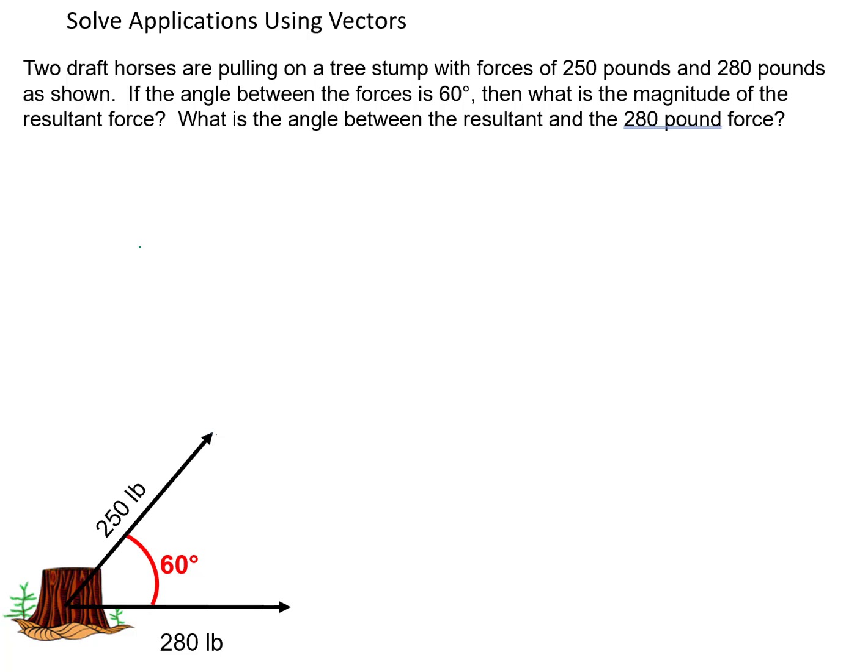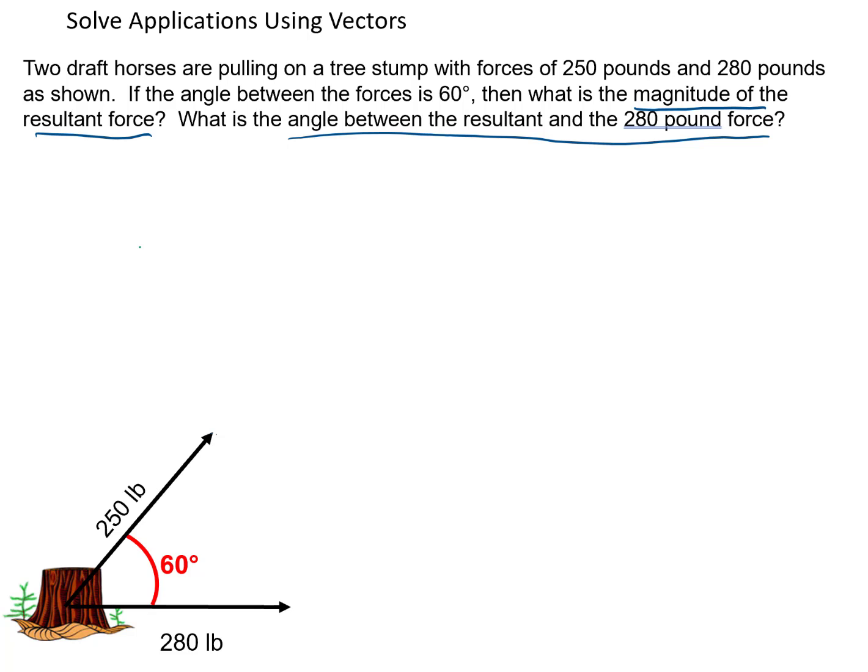Here we have two draft horses that are pulling a tree stump with forces of 250 pounds and 280 pounds, as shown in this picture. The angle between the forces is 60 degrees. We want to find the magnitude of the resultant force and then the angle between the resultant force and the 280 pound force. So first of all, let's go ahead and express each of these vectors in their component form.